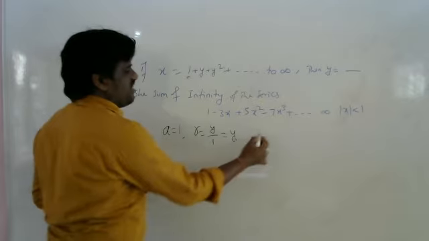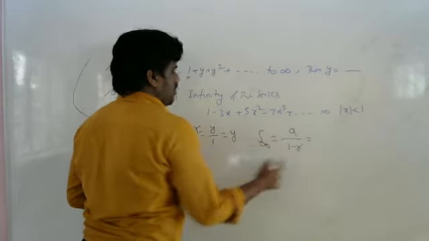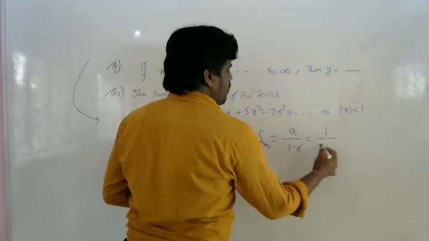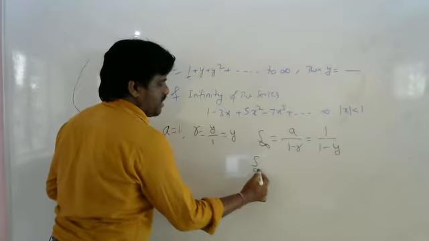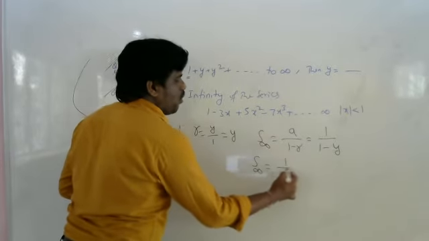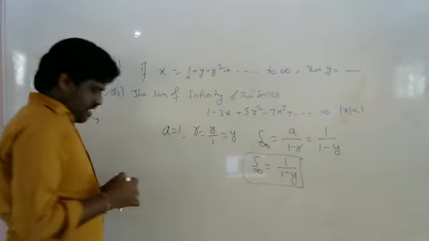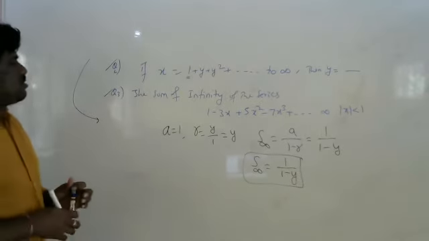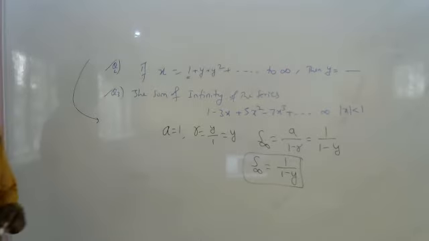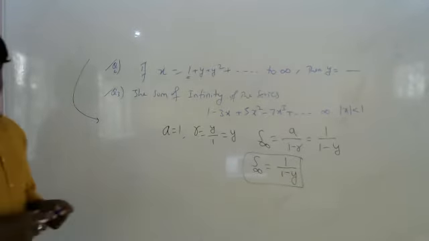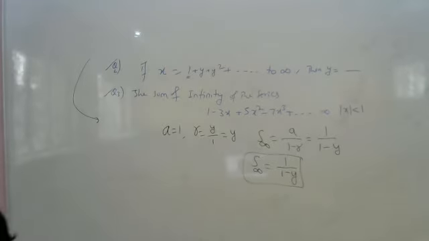What is the S infinity formula? S infinity is equal to A by 1 minus R. What is A here? 1. What is R here? y. So S infinity is how much? 1 by 1 minus y is the answer. So S infinity is equal to 1 by 1 minus y. I am just substituting the values in there. Did you understand, everyone?